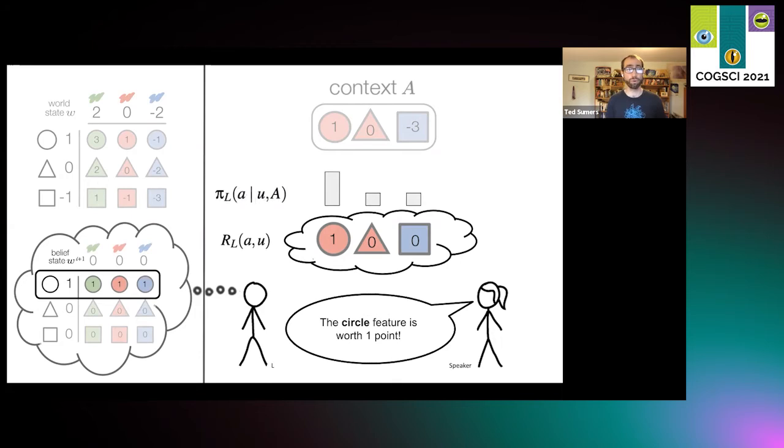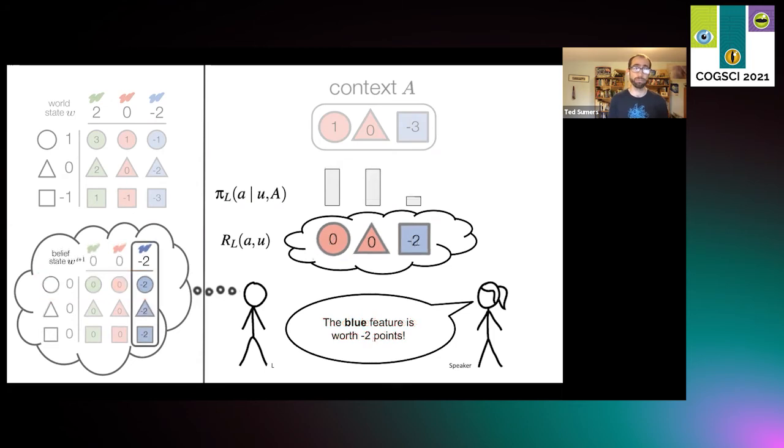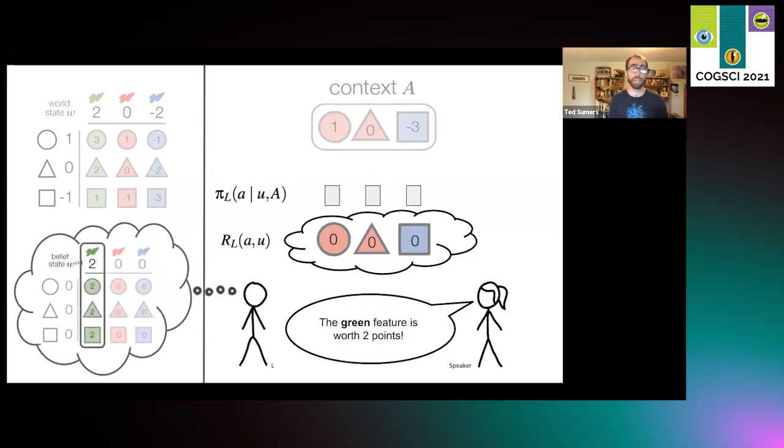So as we can see, this affords a diverse set of communication strategies. In addition to the straightforward message shown here, the speaker could, for example, exaggerate the value of the circle feature, sending a false message, which nonetheless makes it more probable that the listener will choose the best available action. They could also send a negative message, essentially warning the learner away from the very negative blue option. And finally, we can see that relevance becomes a very natural concept. The speaker could communicate about the value of the green feature, but that won't actually affect the learner's actions at all because the green feature is not present in this context.